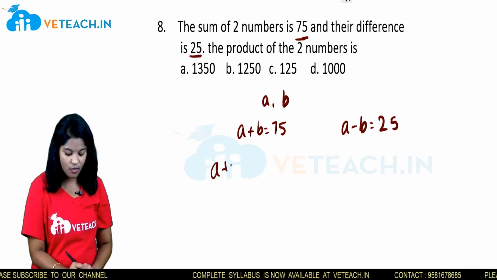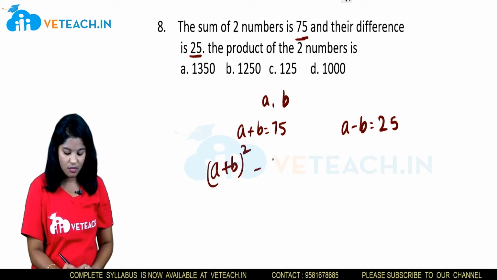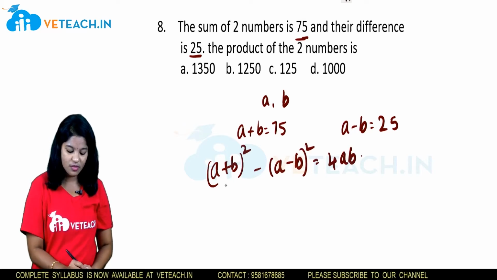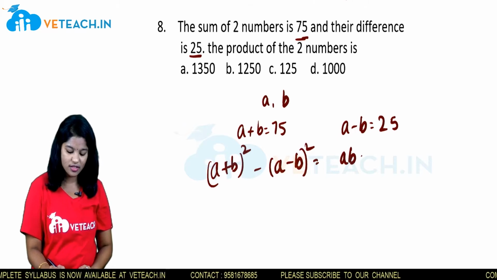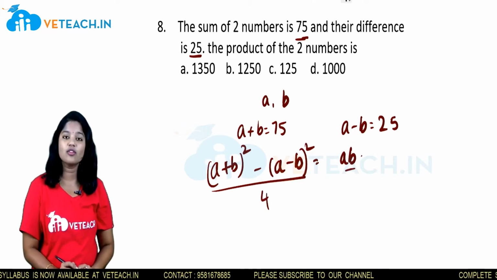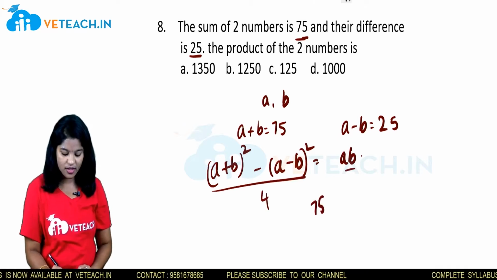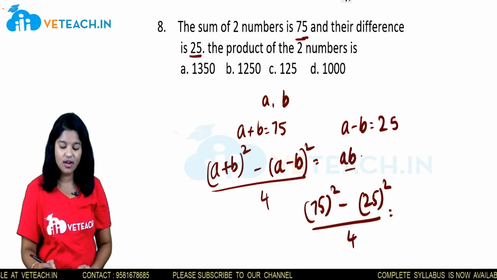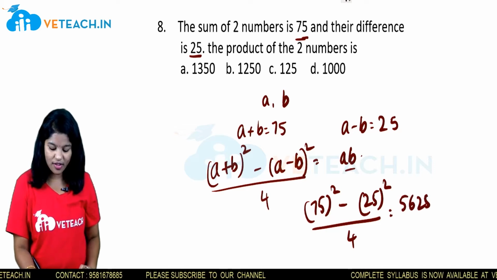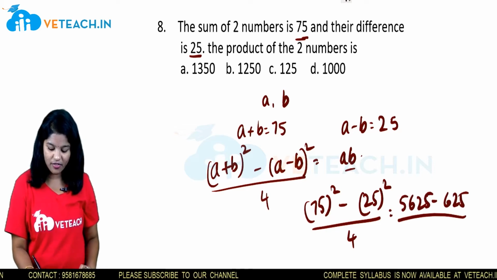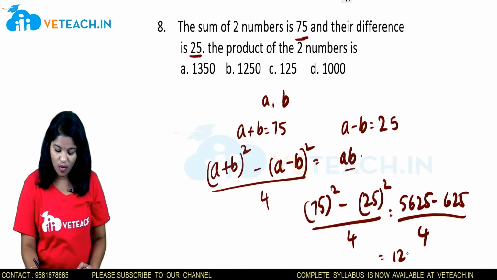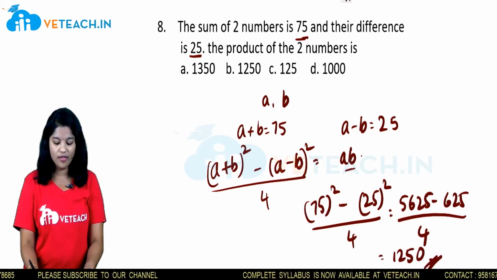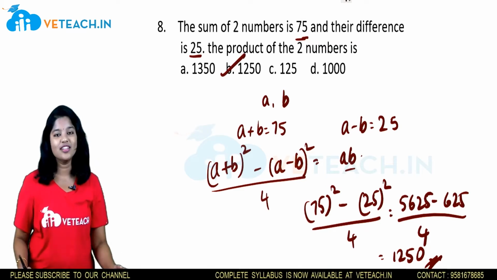So we have a simple formula that (A plus B) whole squared minus (A minus B) whole squared is equal to 4AB. So simply if we divide this whole expression by 4, we will get the product of the two numbers. So (75 squared minus 25 squared) divided by 4, that is equal to (5625 minus 625) divided by 4, which is equal to 1250. So simply the product of the two numbers is 1250. So option B is our correct answer.